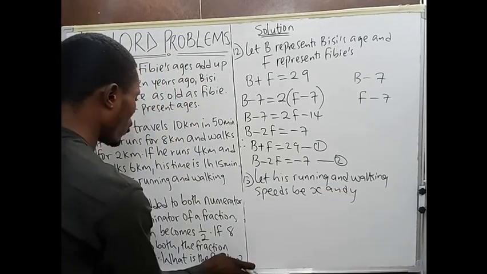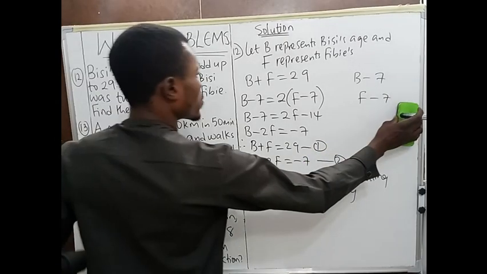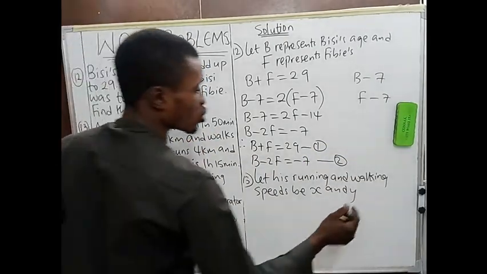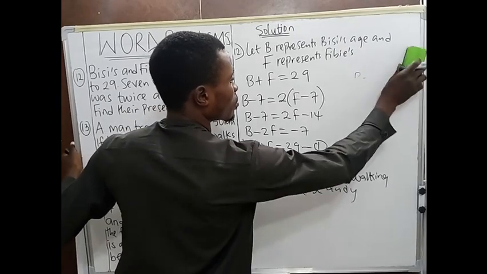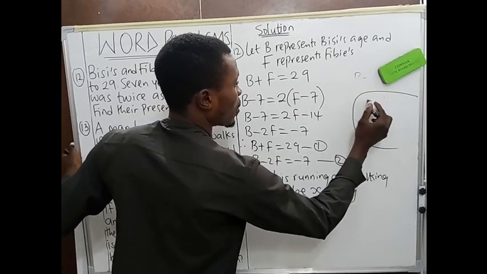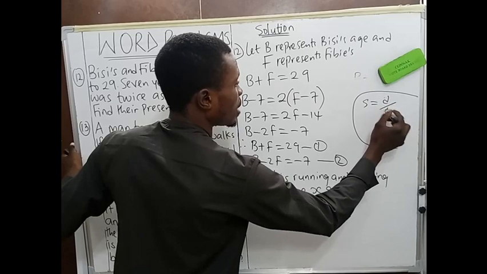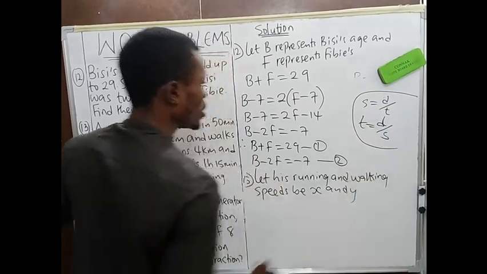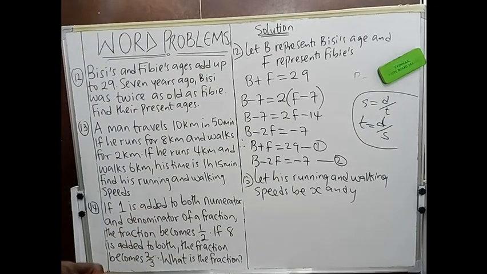So I'm going to form equations of times. We have 2 times given. We know that speed equals distance over time. So time will be distance over speed.